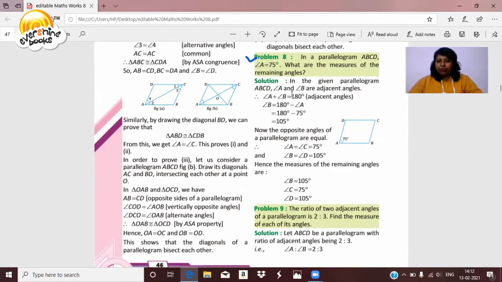So as we know, angle A and angle B are the adjacent angles. Angle A and angle B, so their sum will be 180 degrees. Angle B is equal to, what we will do, we will take A to the right hand side. We know the value of A, which is 75 degrees. Subtract it from 180 degrees and we will get 105 degrees.